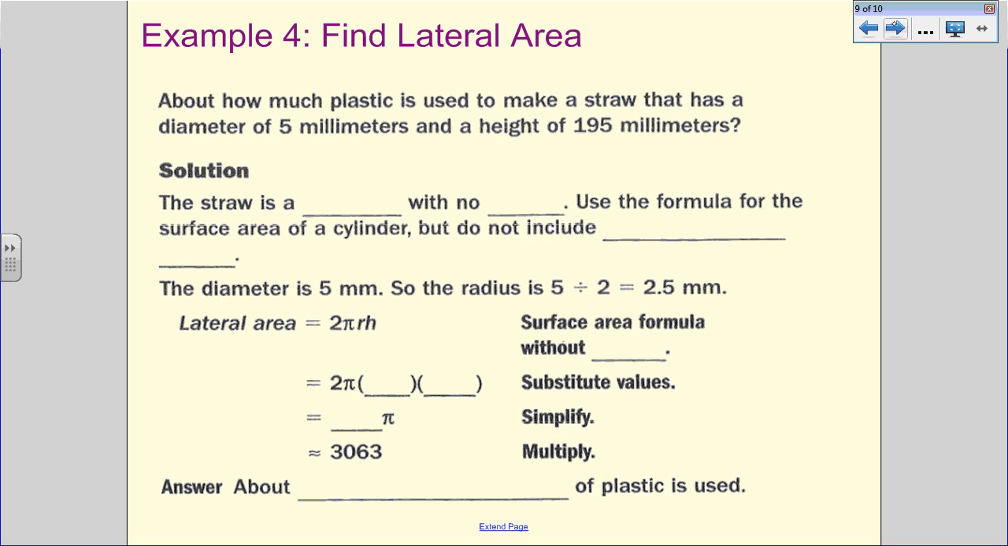All right, so let's take a look at the last example. So we want to figure out how much plastic is used to make a straw that has a diameter of 5 millimeters and a height of 195 millimeters. Now, here it just says find lateral area because a straw is a cylinder with no bases. There's no top or bottom to that. And so we're going to use the surface area formula, but we're not going to include the area of the bases.